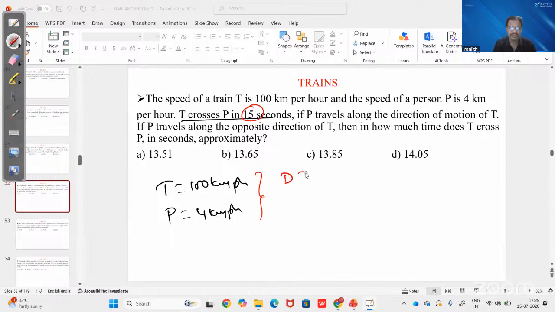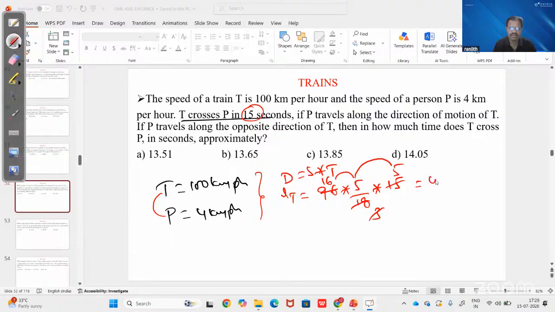Distance equals speed into time. We don't know the length of the train, so that will be equal to the length of the train. If two persons are moving in the same direction, we need to subtract the speeds. 100 minus 4 equals 96 into 5 by 18 into 15 seconds. So 6 threes are 18, 16 fives are 80, 80 into 5 equals 400, where length of the train equals 400.